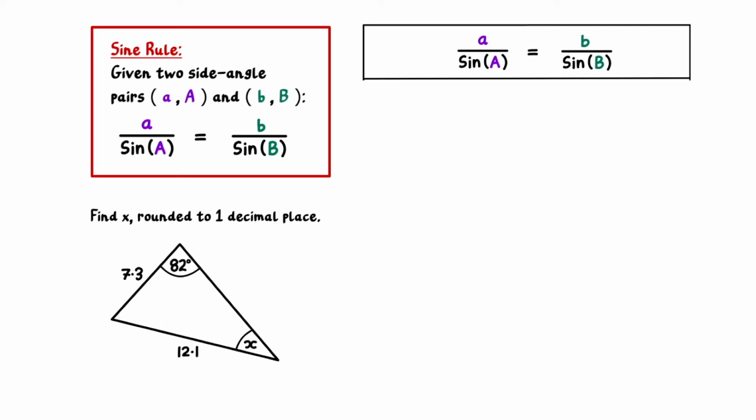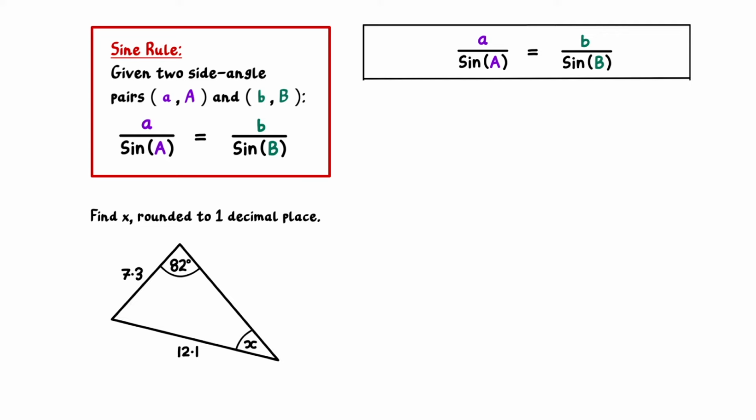In our second example, we have a triangle with side lengths of 7.3 and 12.1. One of the angles is 82 degrees and another of the angles is labelled x. Again, these four quantities form two side angle pairs. This is precisely the scenario where the sine rule can be applied.